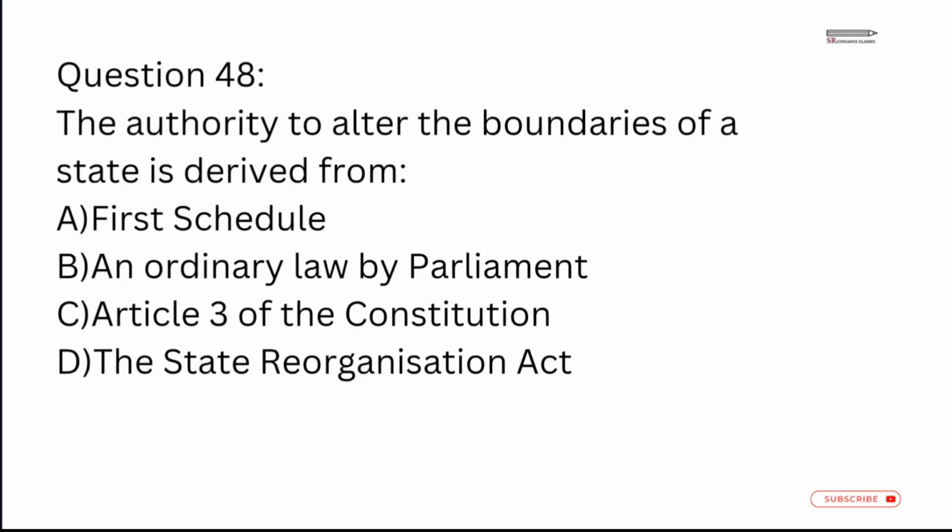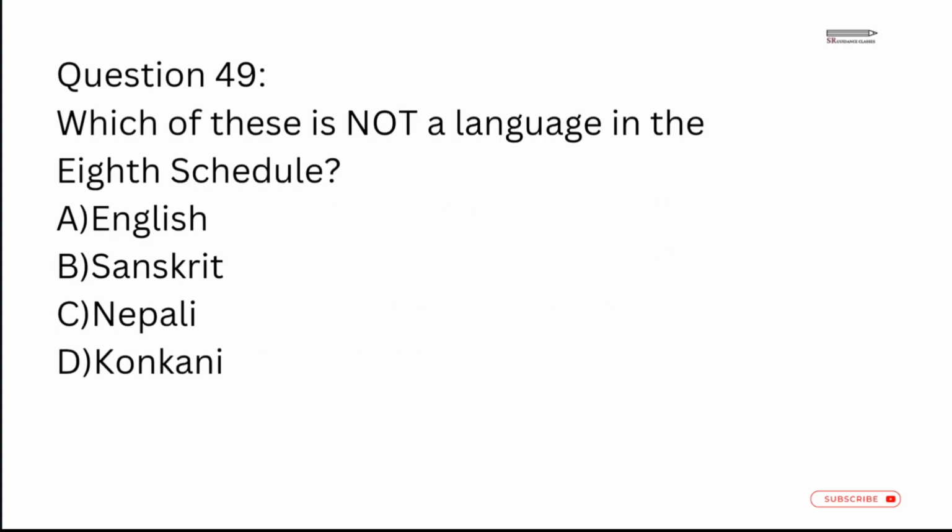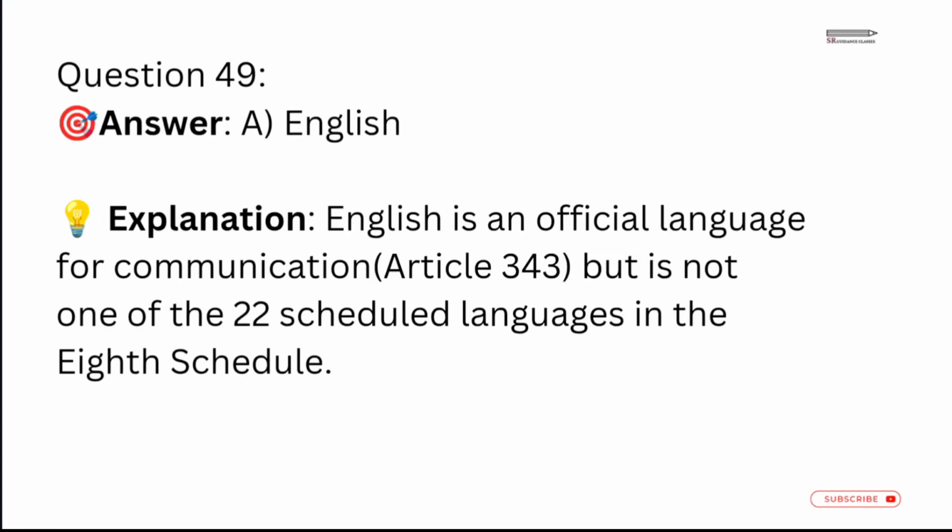The authority to alter the boundaries of a state is derived from. The correct answer is option C, Article 3 of the Constitution. Which of these is not a language in the 8th schedule? The answer is option A, English.